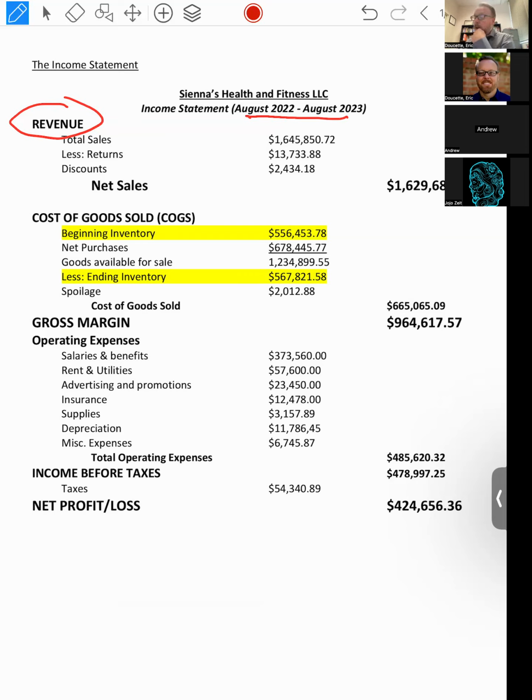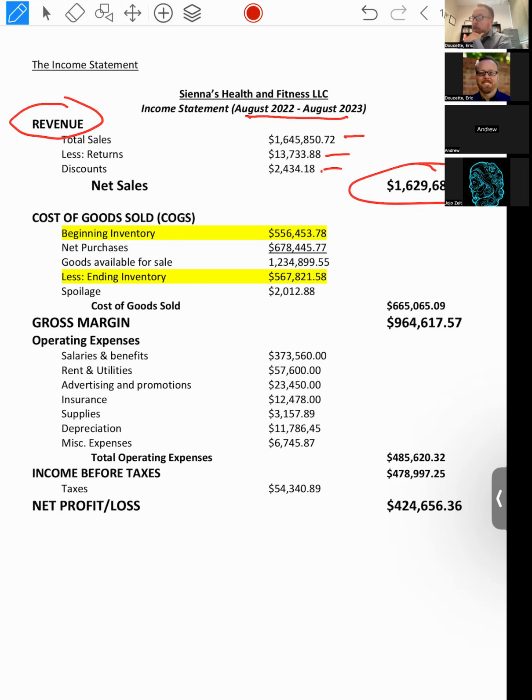So it gives me all my revenue. So my total sales, my returns. In other words, I have to subtract that because I returned that money because maybe somebody returned the goods they bought. And then I've also given some discounts. So out of the 1.645 million, I gave back almost 15,000 in refunds and discounts. So that gave me a total sales of 1,629,000 for that year, August 22 to August 23.